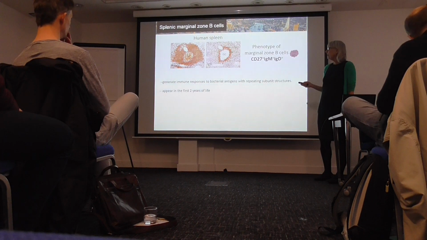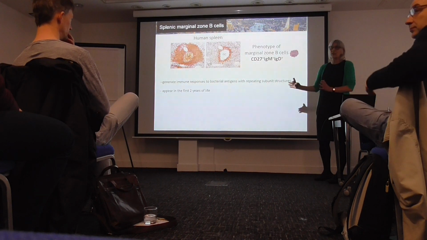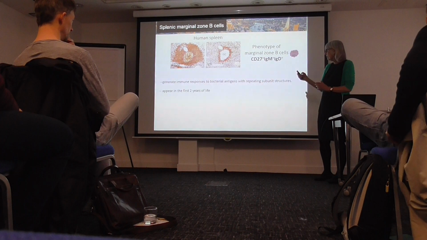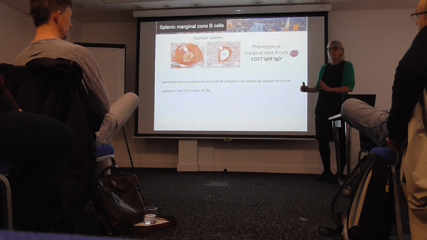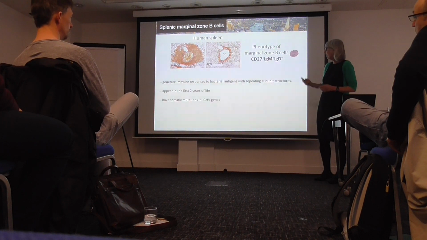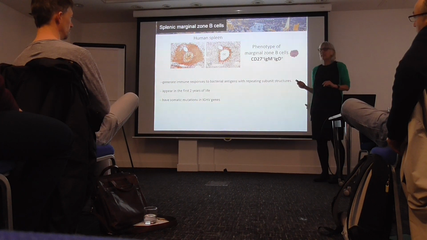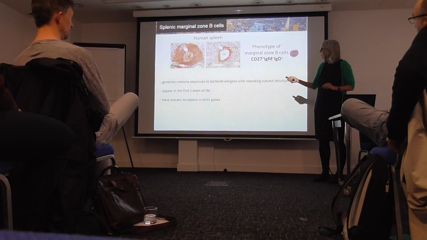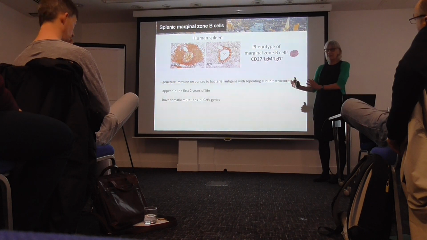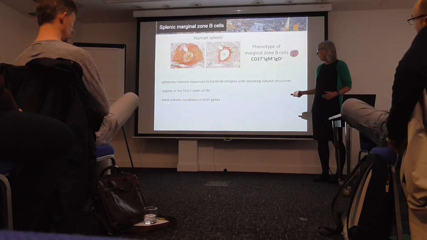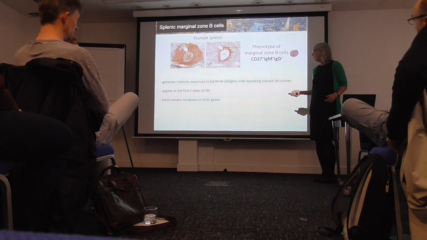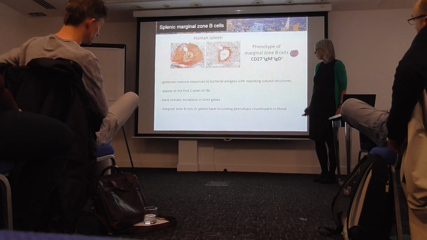They appear in the first 2 years of life. That suggests that there's a gradual acquisition, so that babies are more susceptible to infections with these bacteria before they're 2 compared to the rest of life. They have somatic mutations in their antibody genes. As I mentioned very briefly, those somatic mutations are acquired in this structure called the germinal centre after activation. That implies that marginal zone B cells during this first 2 years of life have somewhere acquired these mutations.